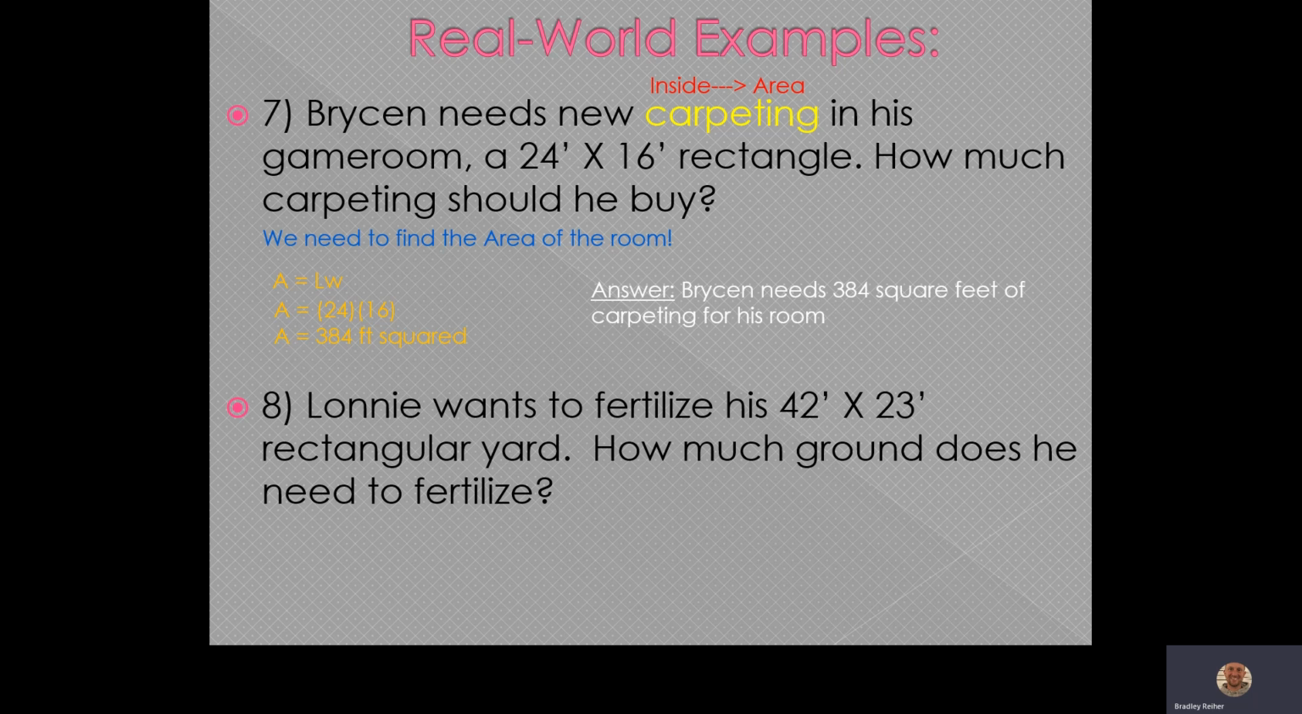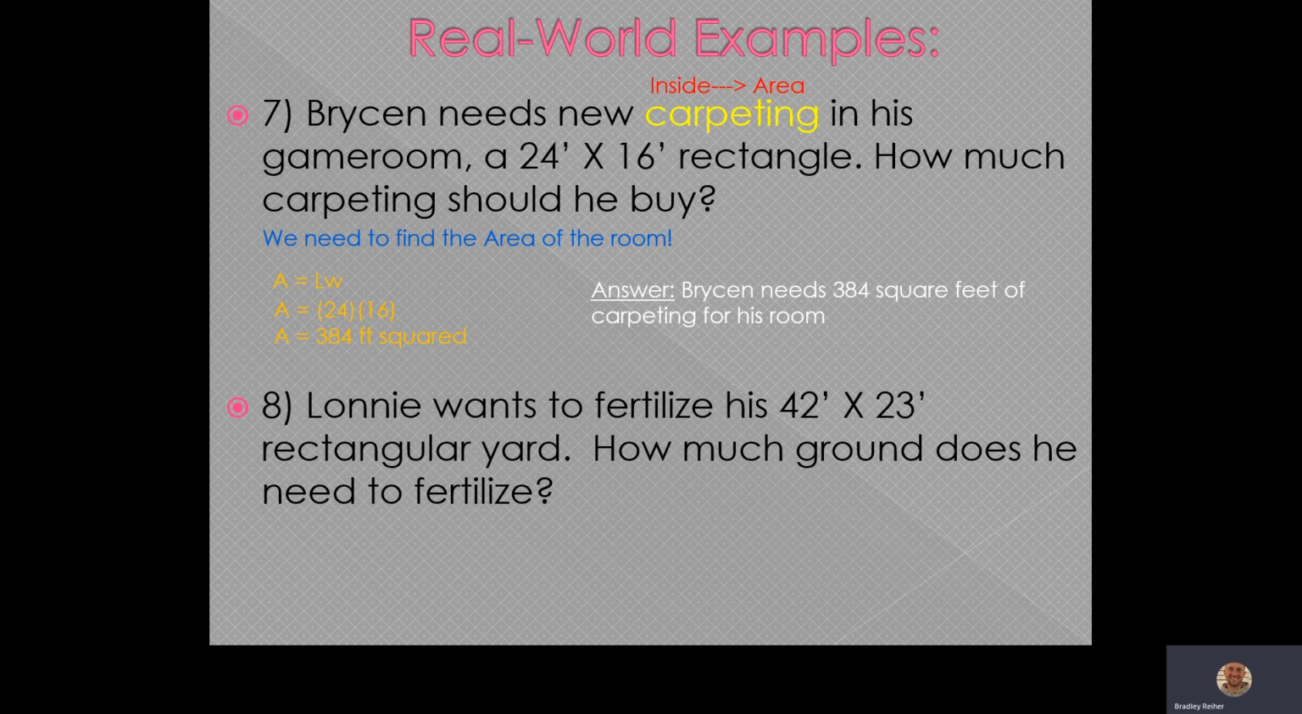And again, this is where I was going to put the exponent, feet with an exponent of 2, but I couldn't find it on PowerPoint Web. Knew where it was on the old PowerPoint, but they decided to move it because, you know, things are new. So let's change everything. Answer the question. Bryson needs 384 square feet of carpeting for his room.